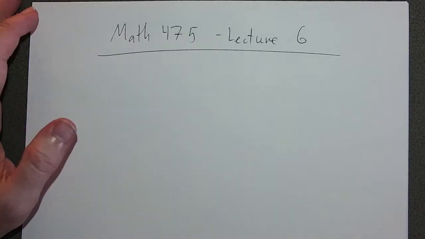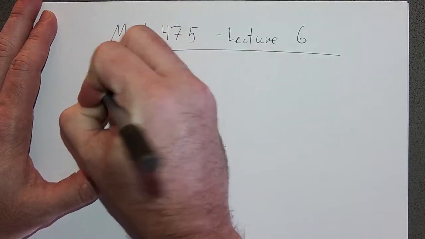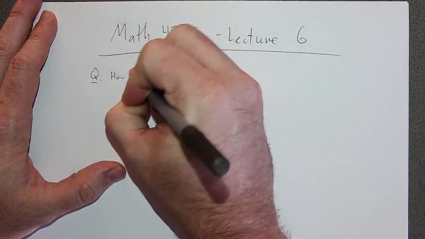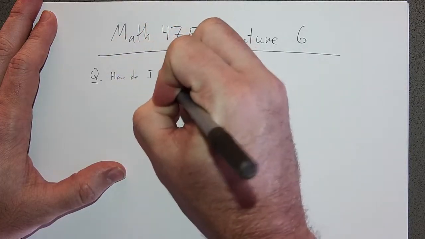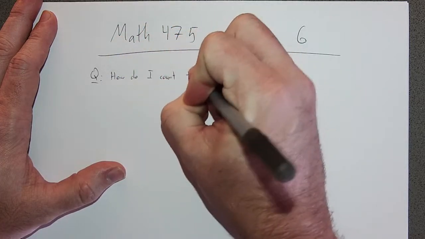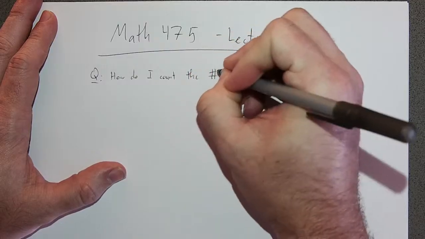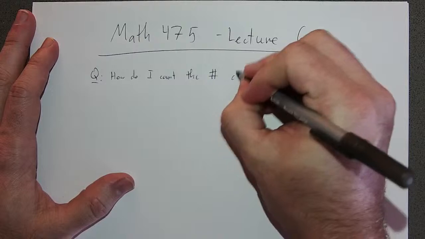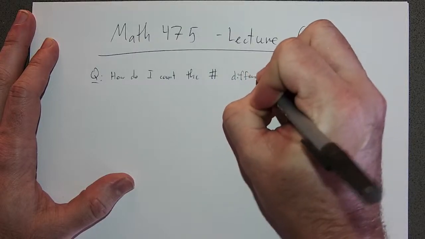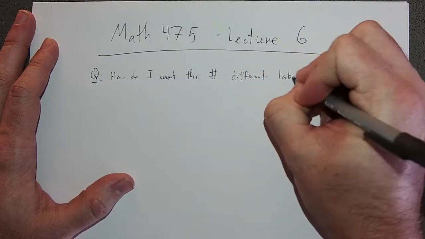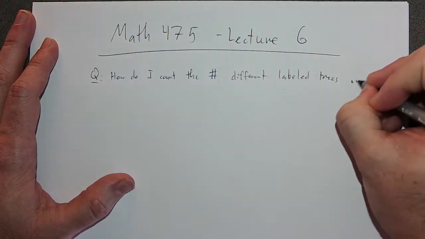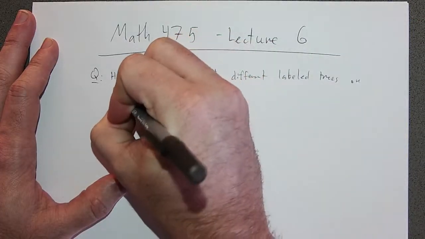So first question, how do I count the number of, we'll say, different labeled trees on, say, n vertices?